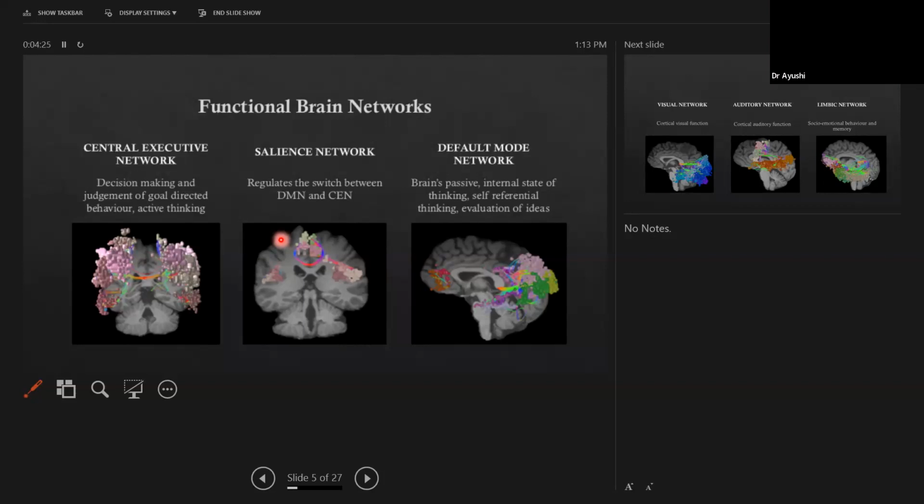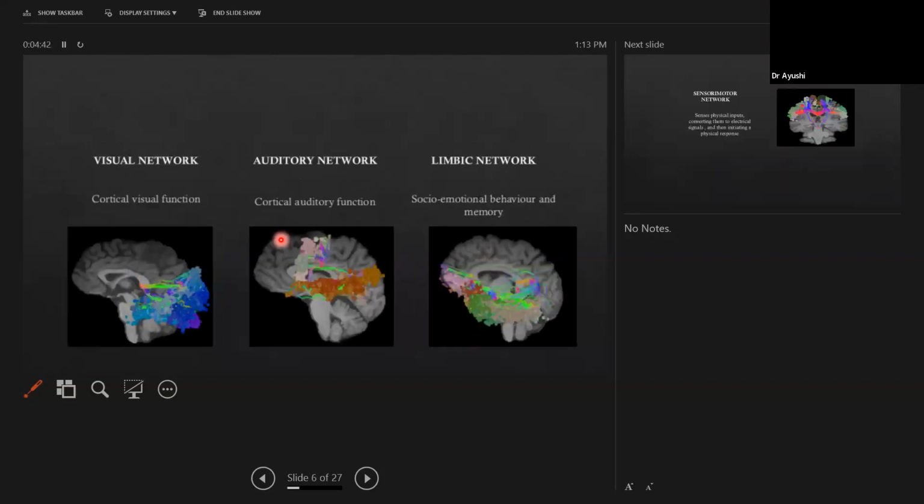When the teacher pointed us out that you have to answer this question, it was the salience network which basically switched us from the default mode to the central mode, so that now we have to do active thinking, we have to perform, or we have to answer a question. So these are the three networks.